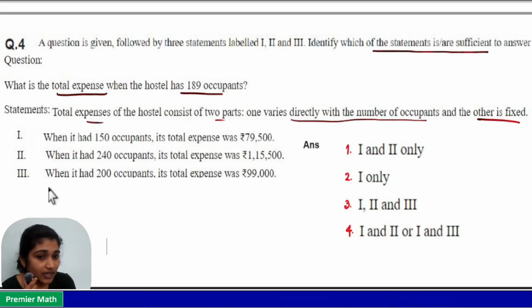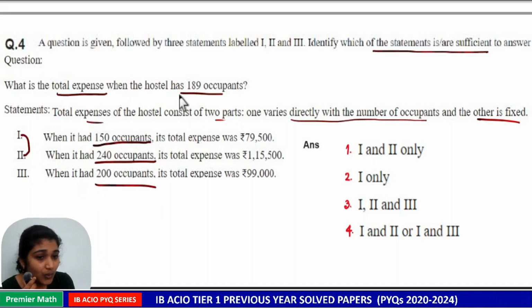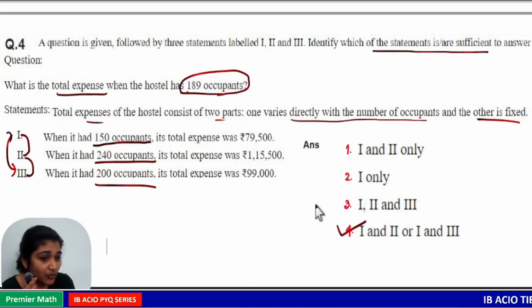Here, statements are given, and the statements give the expense of 150 occupants, 240 occupants and 200 occupants. So with these three statements, we can form three equations. But we only need two equations to find the expense of 189 occupants. That is, either with 1 and 2, or with 2 and 3, or with 1 and 3, we can find the answer. So here option 4 is our correct answer.